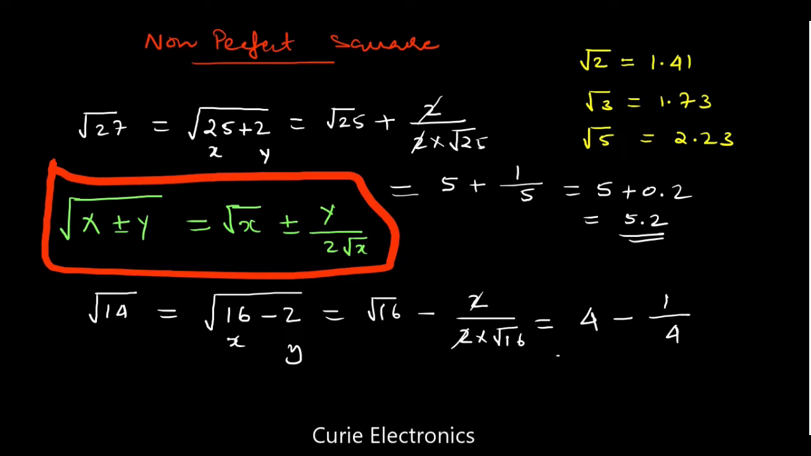What is 1 upon 4? How do you find it? 1 divided by 4 is 0.25. So we get 4 minus 0.25, which comes to 3.75. So 3.75 is the answer. Let me check with the calculator once. The square root of 14 equals 3.7416, so it is approximately 3.75. This is how you find it if the number is non-perfect.